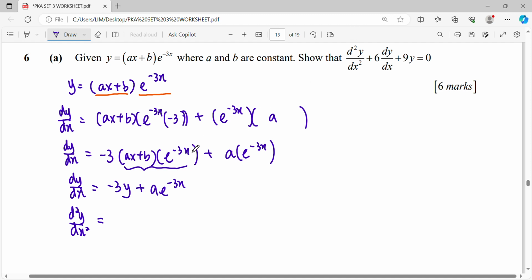When we differentiate negative 3y, we get negative 3 dy/dx. So you can see slowly your terms here are observed. From 6 dy/dx, now we have 3 dy/dx first. Later on, we need to simplify up to 6 dy/dx and 9y. Alright, so for this part, differentiate that. Let's differentiate the x in the exponential. Differentiate this: copy the question, differentiate the power, negative 3.